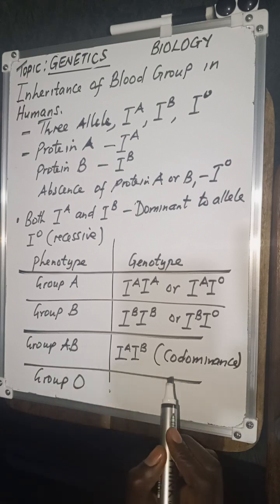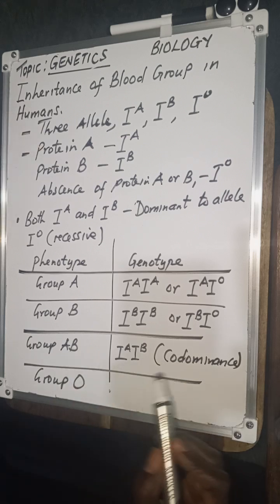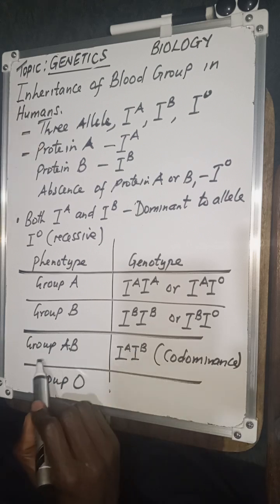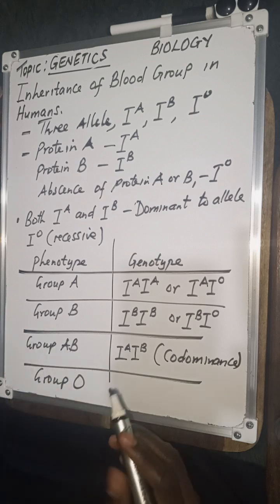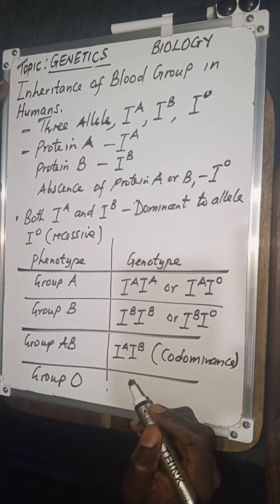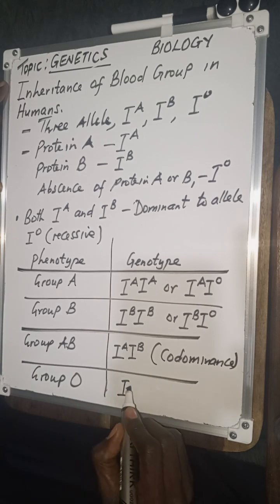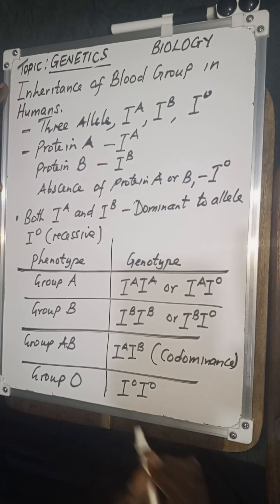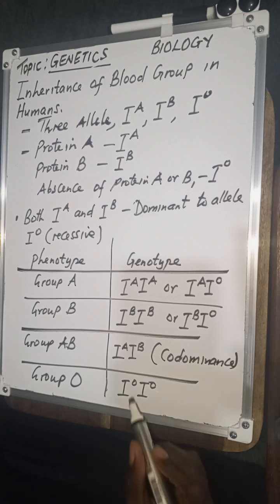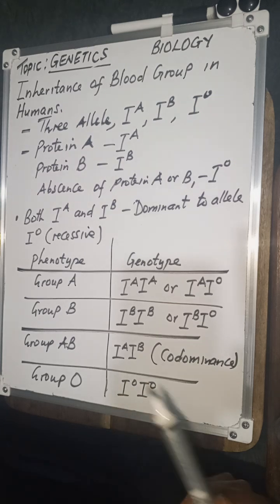So in an exam they can ask you to give examples of codominant alleles. Blood group AB, this type of blood group, is codominant. What about the person who is in blood group O? Well, it simply means he's going to be homozygous recessive. So that is going to be homozygous recessive.